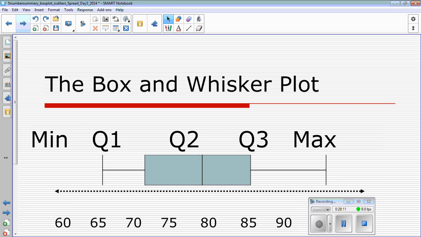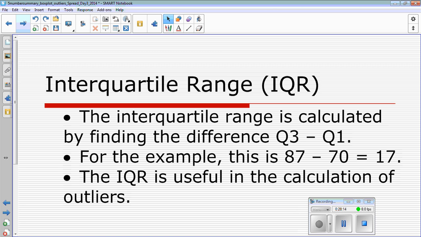Hang on. We had the box and whisker plot. What's the IQR? Interquartile range. The definition is simply Q3 minus Q1. We actually used this last class to do an outlier test, didn't we? So you need to know that. You had to do an outlier test, I believe, on problems 1 through 8. You will have to do an outlier test on your quiz that's coming up. So you need to know how to do that.